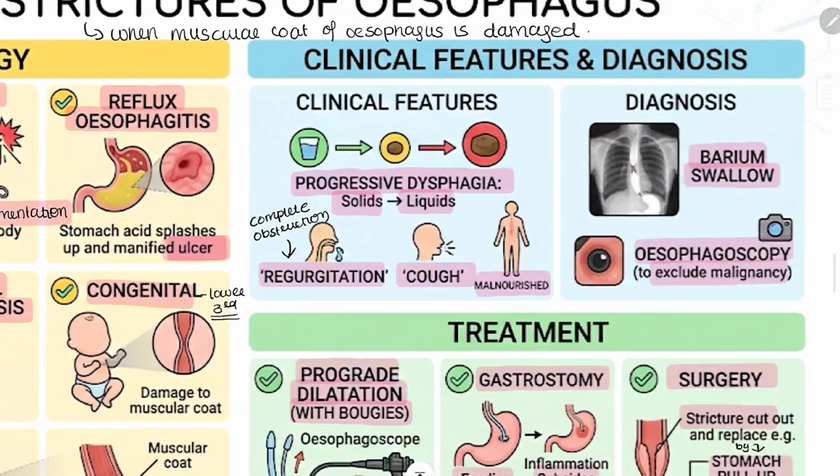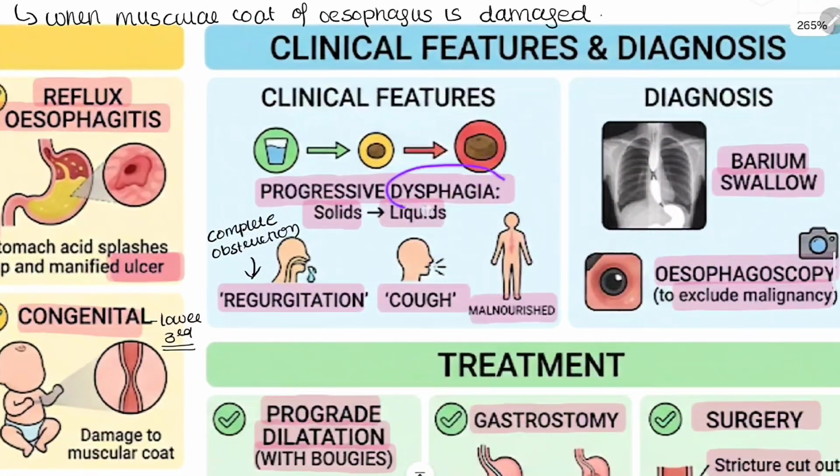Now coming to the clinical features. There will be progressive dysphagia. First the dysphagia will be towards solids, then towards liquids. And when there is complete obstruction, there will be regurgitation, cough, and the individual will be malnourished.